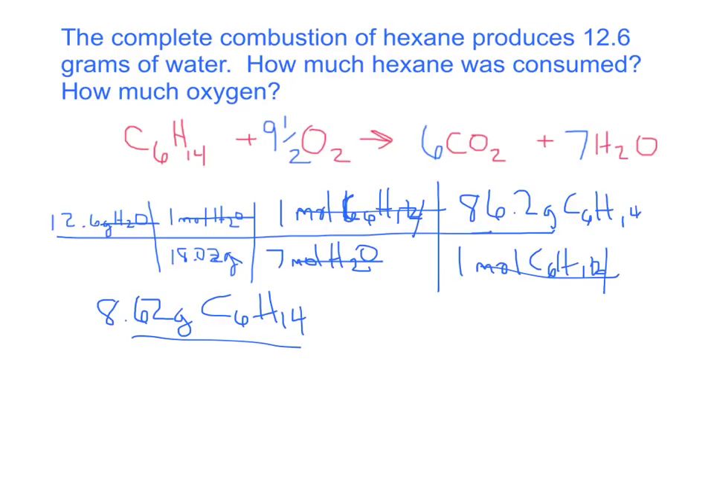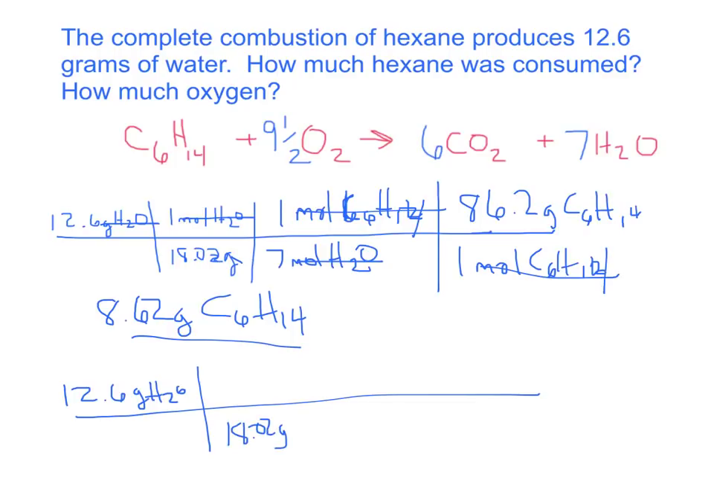Now we're supposed to do the oxygen one. The setup's going to be, we start from our given, 12.6 grams of water. The beginning part looks exactly alike, 18.02 grams to 1 mole of water. But now the mole ratio is a little different here. 7 moles of water equates to 9.5 moles of O2.